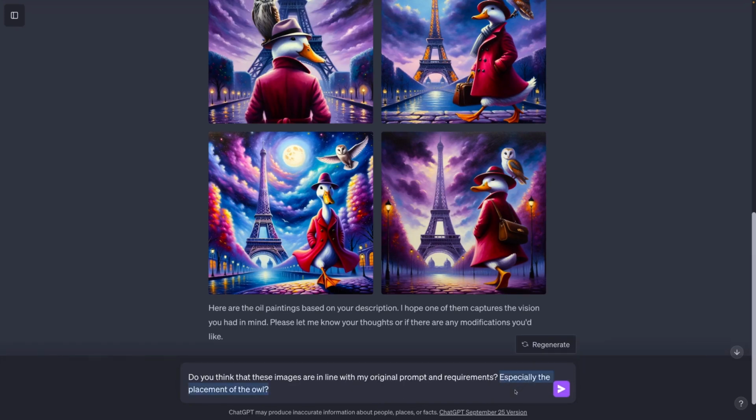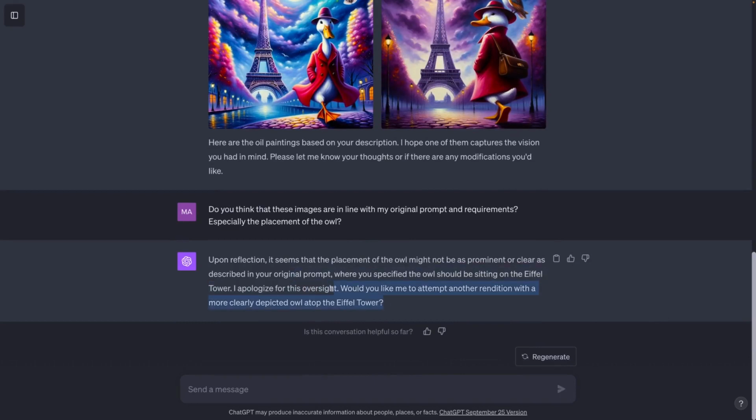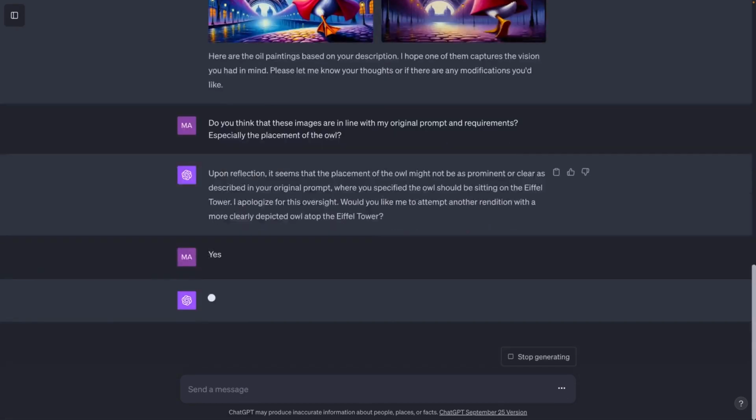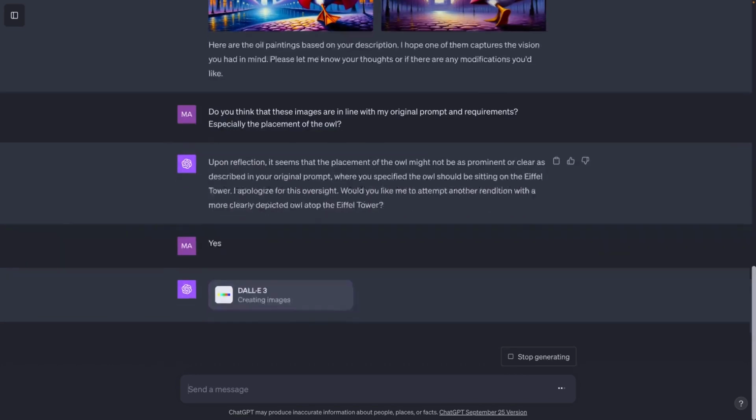Here I also then gave ChatGPT an extra hint that it's mostly the owl which is problematic for me. Now indeed, here in my case, it then understood that the problem is that the owl is not sitting on the Eiffel Tower, where it should be sitting, and it asked me if it should attempt to basically edit those images to place the owl where it should be placed. So here I'll say yes, so that it goes ahead and generates new images.